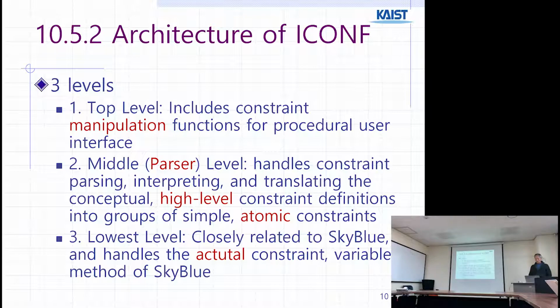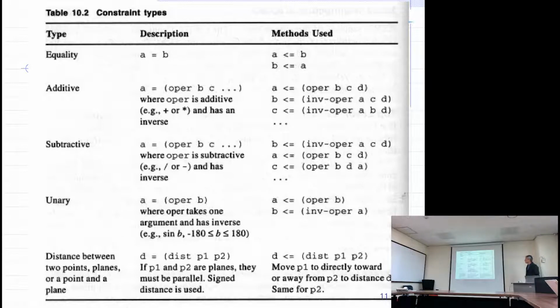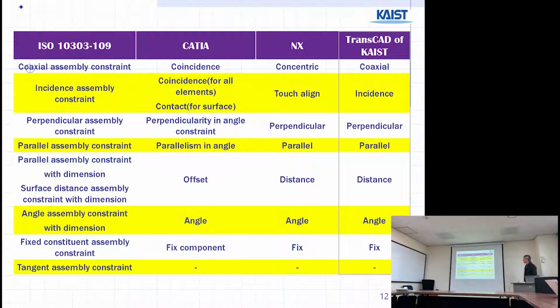And the architecture of constraints has three levels. Top level: manipulation functions. Middle level: parsing, understanding the meaning, and conversion into atomic constraints. And lowest level: real constraints, variables, and methods. Then there are the constraint types they can handle: equality, additive, subtractive, unary. This is a very general constraint rather than a geometric constraint. Anyway, they need such constraint types. And this is geometric constraint.